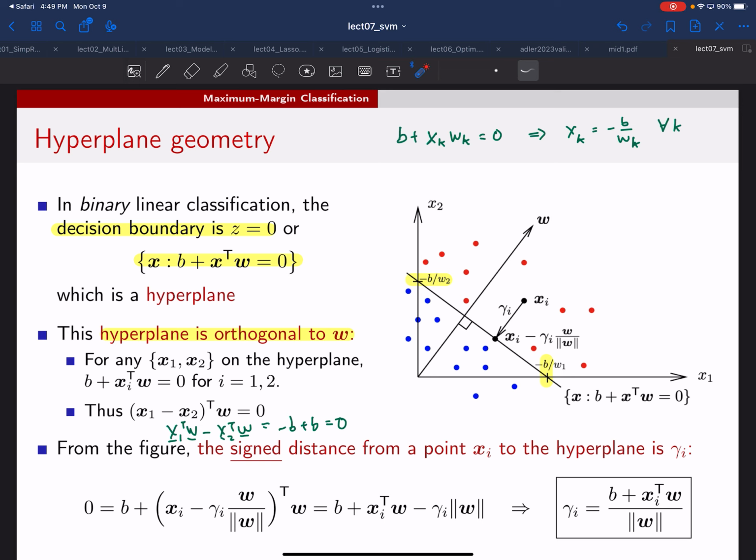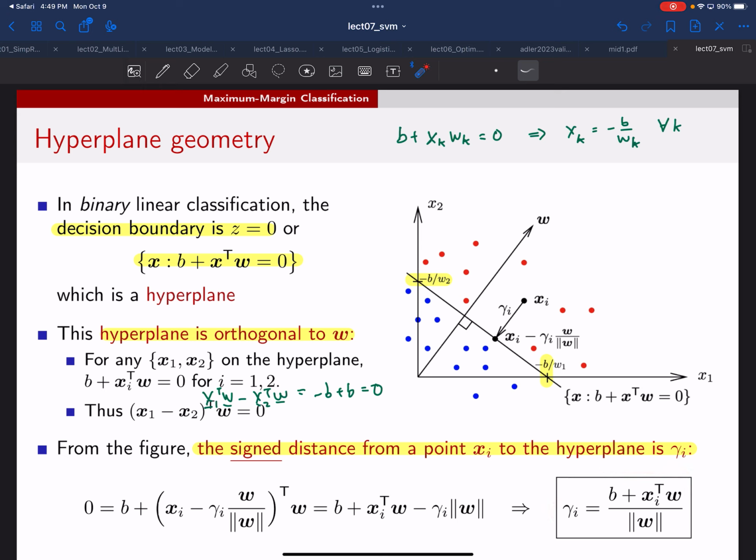Okay. So that's another important geometrical fact. We know what the intercepts are. Any questions on that? Okay. And the very last one is a little bit more complicated to explain, but not really too bad. So it's the following one. It's that the signed distance from any point, let's say usually you care about a training point, to the hyperplane is a number gamma I that satisfies this equation.